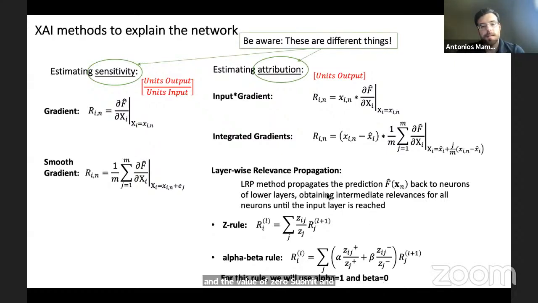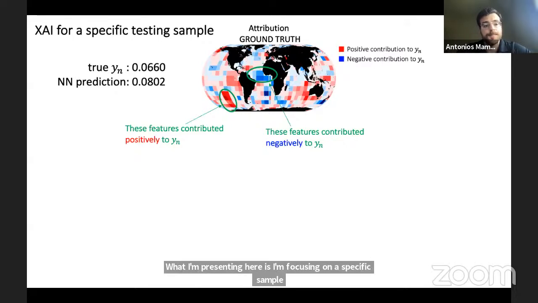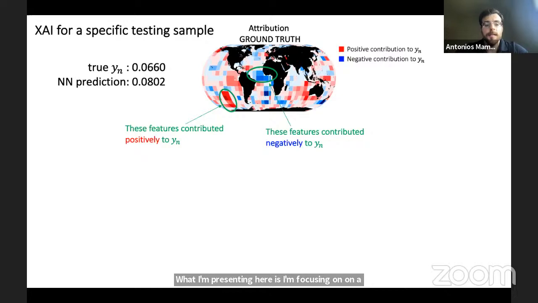Let's now go see some results. What I'm presenting here is a specific sample from the testing data that I have created. For this specific sample, the true Y value is 0.066, and the network predicted 0.0802.